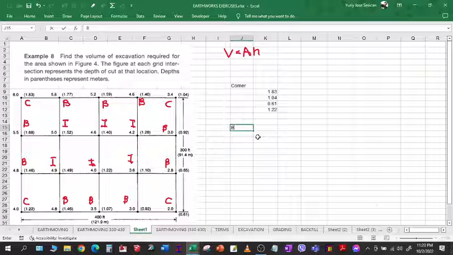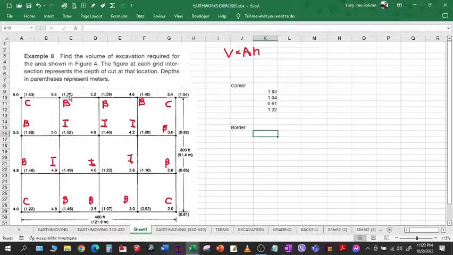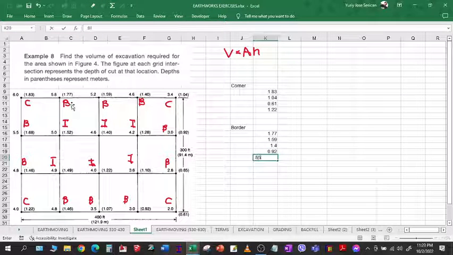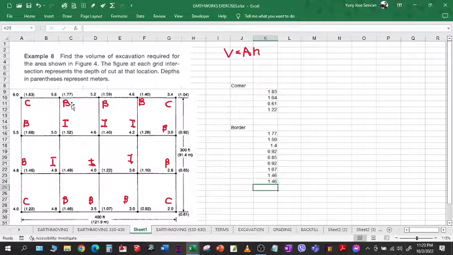Then we have border points. Let's start here, 1.77, 1.59, 1.4, we have 0.92, then 0.85, then 0.92, then 1.07, 1.46, 1.46, then 1.68.